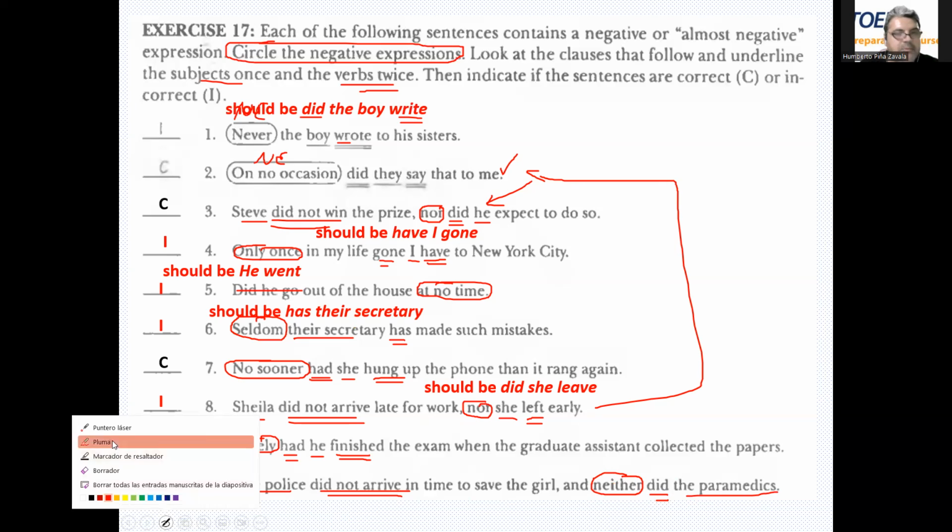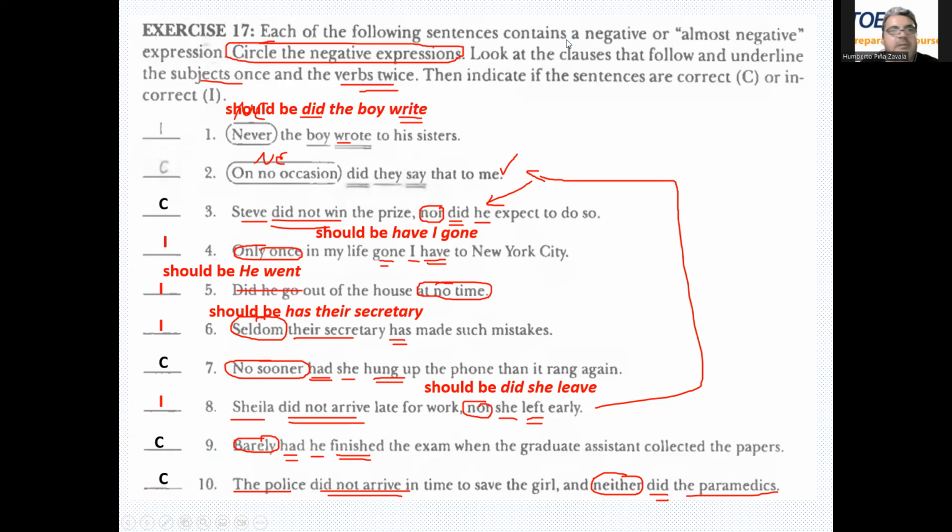All right, guys, so this is how we work with the inversion of the subject and the verb with negative or almost negative expressions. I hope this helps you.